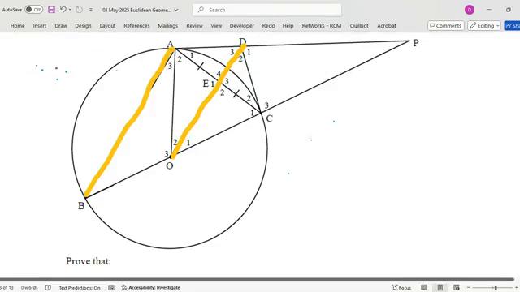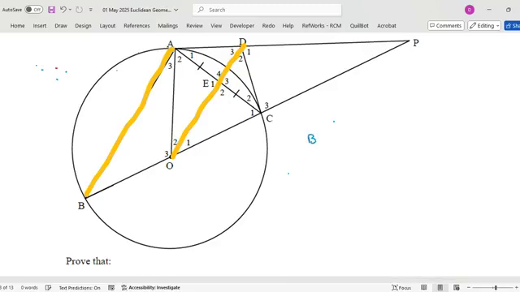Okay, because of time, I'm going to say angle BAC is equal to 90 degrees. Why is angle BAC equal to 90 degrees? Angle in a semicircle.